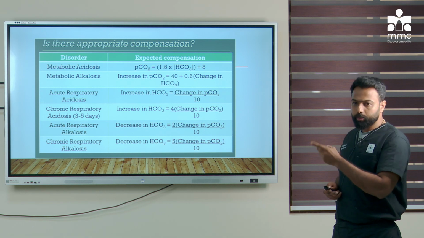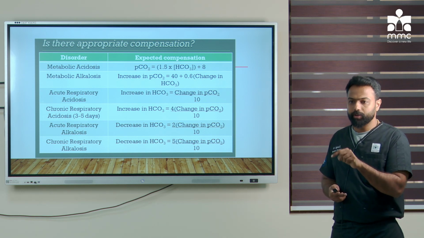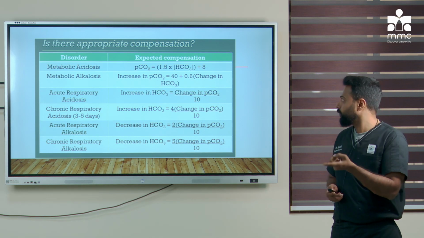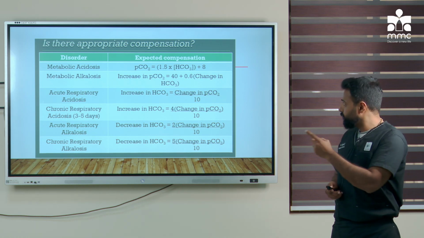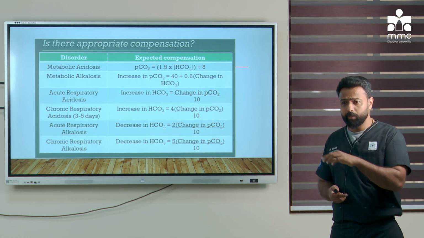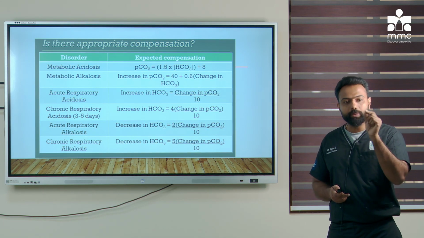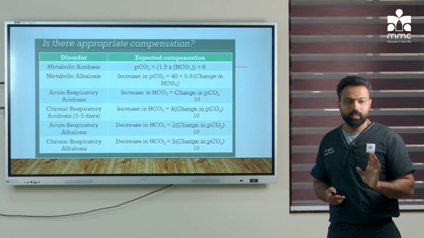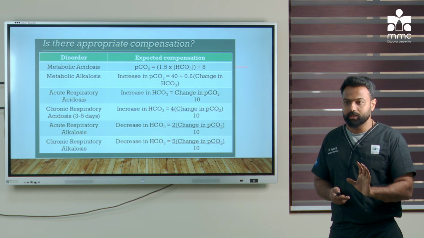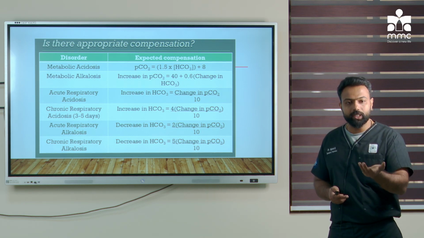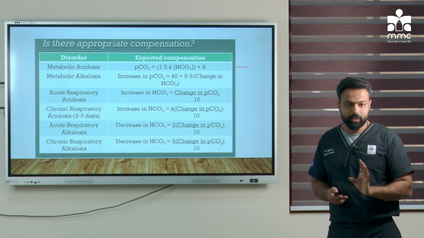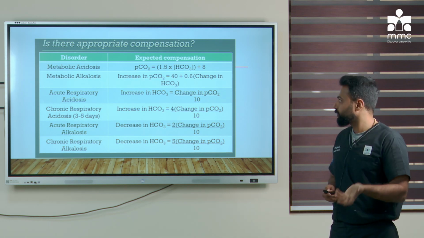15 into 1.5, that will be 22.5, right? 22.5 plus 8, it will be 30, nearly 30. So if you look at the ABG, the patient's PCO2 should be 30. That is the actual compensation, right? If it is not compensating, it means there is some additional problem. Okay, this is how you calculate.